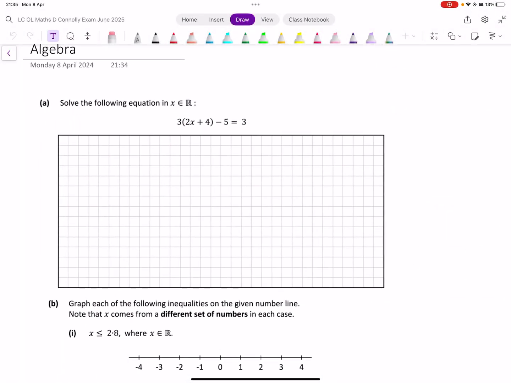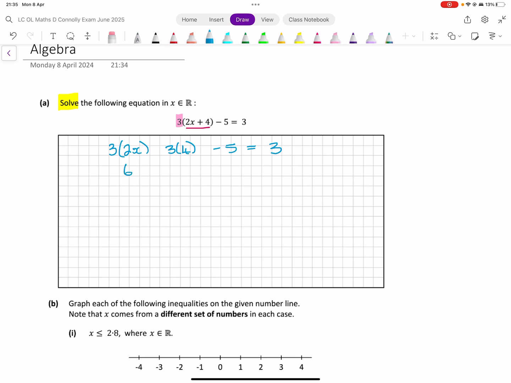Okay, so the first one, the keyword is solve. So we have a 3 here attached to this bracket, so we need to expand that. So we put the 3 with the 2x and we put the 3 with the 4. The minus 5 is separate and the equals 3 is separate. We can do these multiplications.